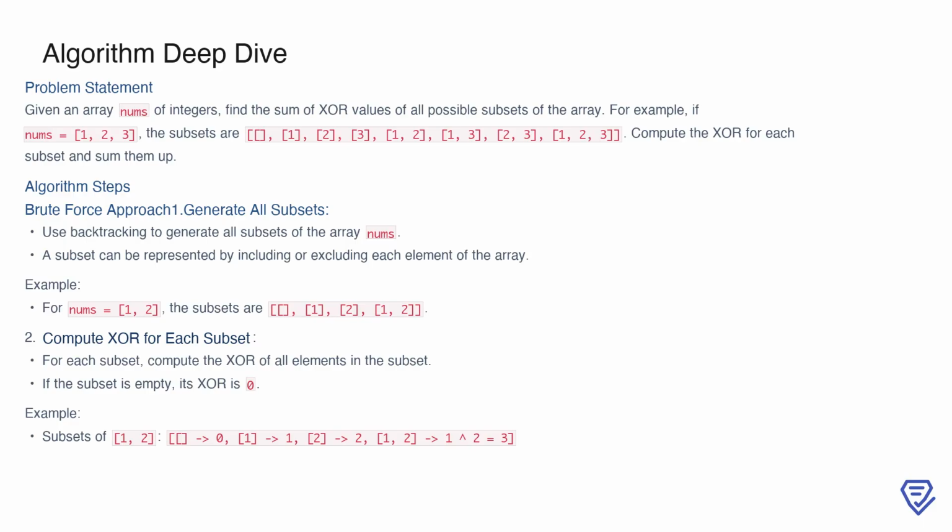Once we have the subsets, the next step is to compute the XOR of all elements within each subset. The XOR of an empty subset is 0, and for other subsets, we simply apply the XOR operation across their elements. For example, with [1, 2] as the input, we get the XOR results as 0, 1, 2, 3 for the subsets [], [1], [2], [1, 2]. This process lays the foundation for calculating the total XOR sum by considering all possible subsets.